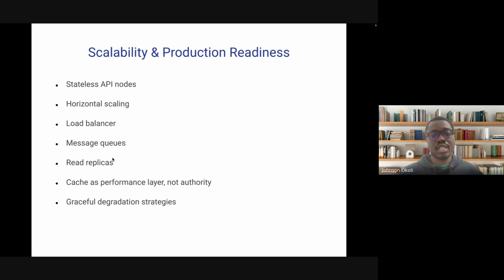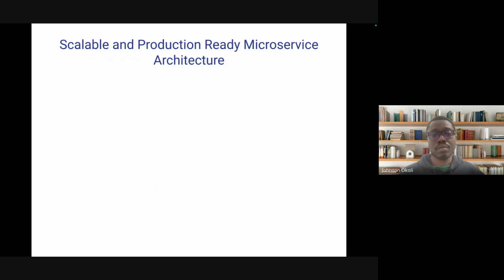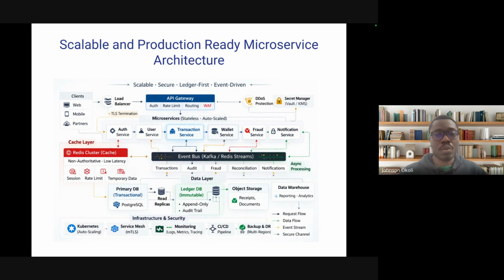Then you should degrade gracefully. So when you actually have to degrade, it should not be impactful such that your users start feeling some instability on the application. So this is like a diagram of a comprehensive architecture of what a fintech system should look like.